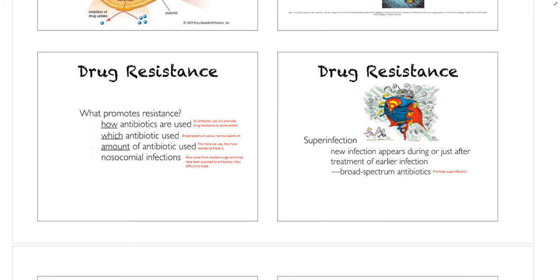Also known as healthcare associated infections or hospital associated. I think it's hospital or healthcare, I can't remember. Yeah, so those are very difficult to treat, and they come from basically these really nasty bugs that get out in hospital settings that are exposed to all sorts of things and develop really high resistance. So super infections are basically what we've been talking about.